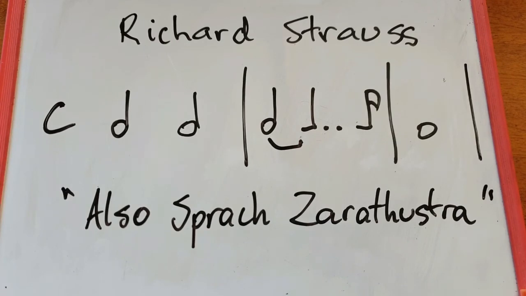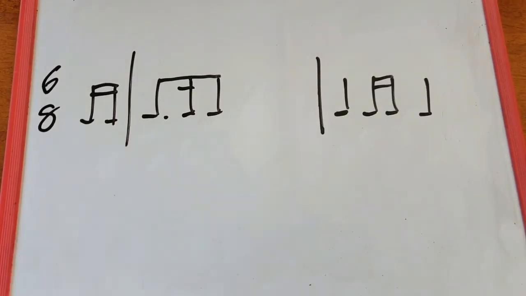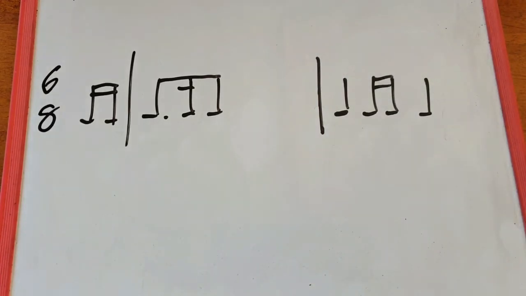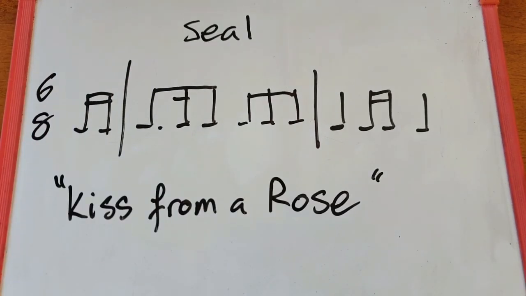This is the trumpet part from Richard Strauss's Also sprach Zarathustra. This one's in 6/8 and it has an anacrusis of 2 semiquavers. And please fill in this bar with 3 notes that are the same length. And here's the solution. And it's the first couple of bars from Seal's Kiss from a Rose.